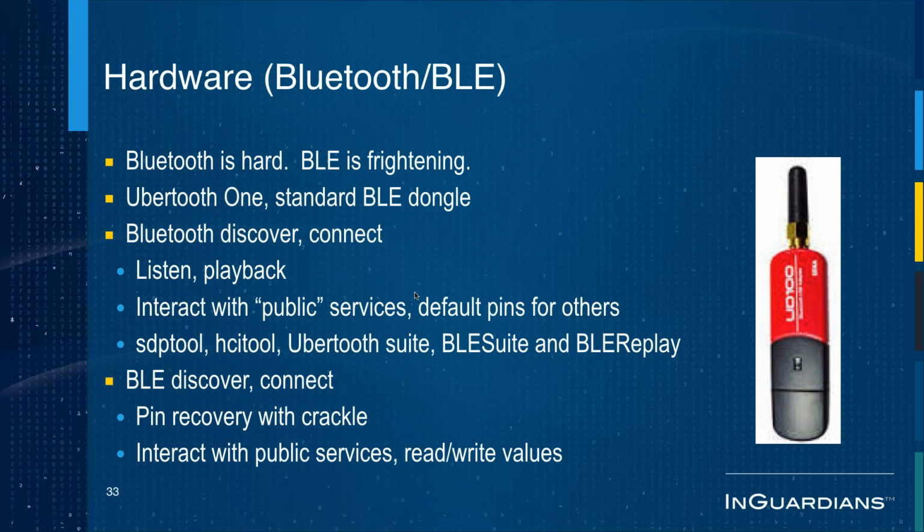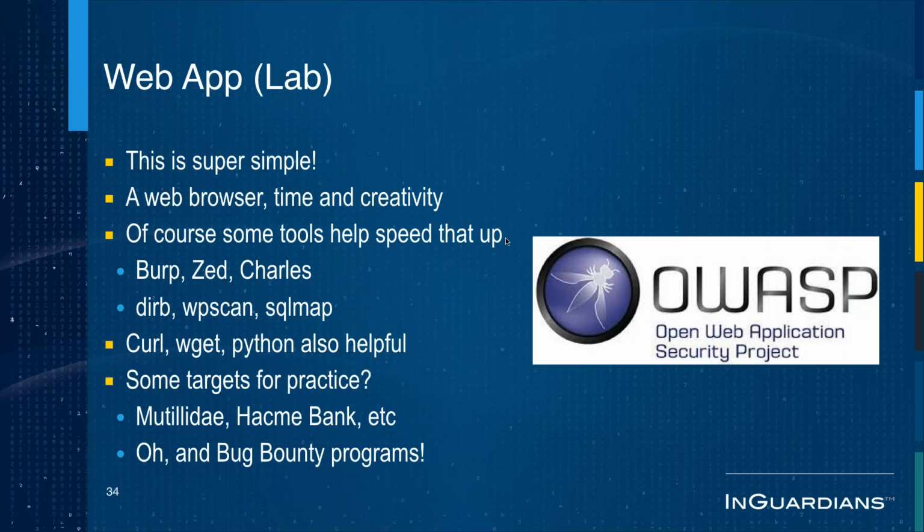If we find one, connect to it. If we can't connect to it, let's capture it pairing and recover the key with Crackle. And then once we are able to interact with it, especially Bluetooth low energy, let's see what's there and what happens when we, quote, fuzz and read and write values to various locations. So fun stuff there. Okay.